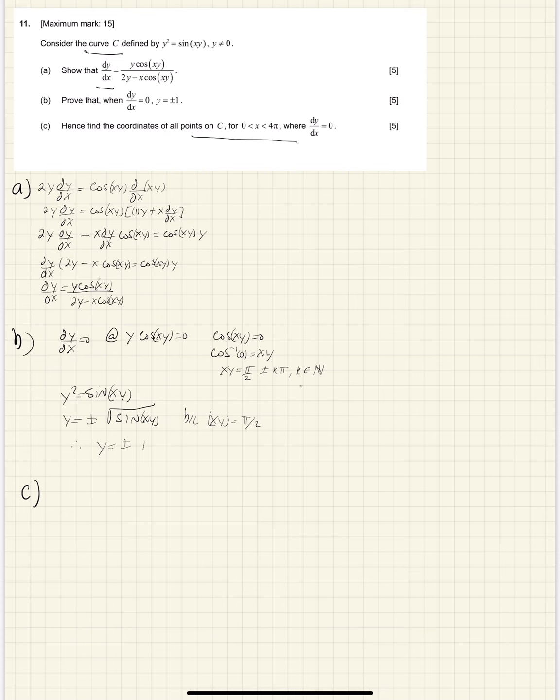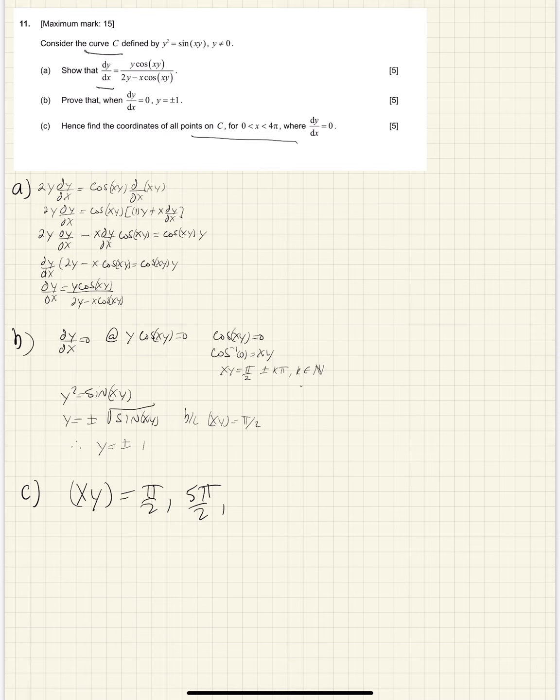Now, we want pi over 2. We don't want 3 pi over 2, because if xy equals 3 pi over 2, we get the square root of a negative number. That's not good. So we're looking for pi over 2. We want xy to equal pi over 2. We don't want 3 pi over 2. We'll take 5 pi over 2.